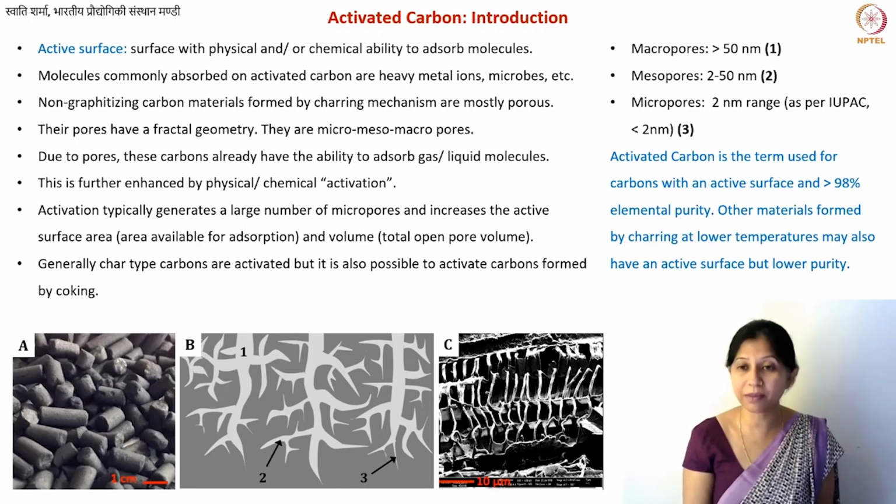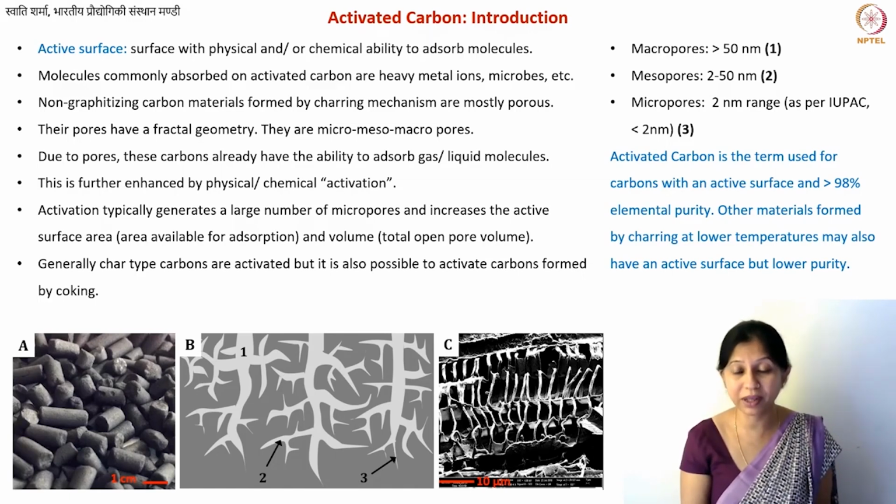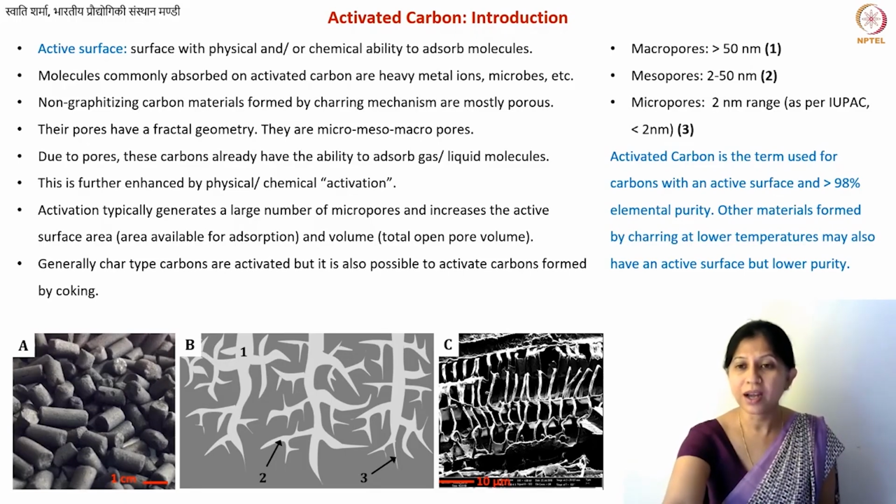So in many low temperature carbonization processes, you will get certain types of chars. These are also very porous, but their purity is pretty low. So in the case of industrial applications, you will call it activated carbon when it is at least 98% pure, which also means that the temperature should be reasonably high.